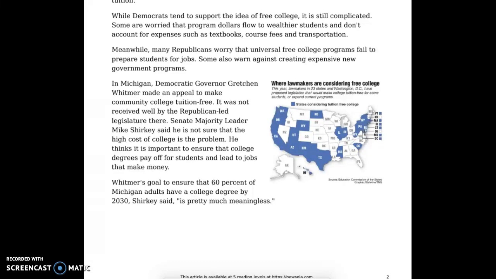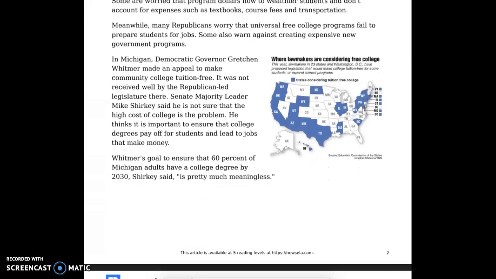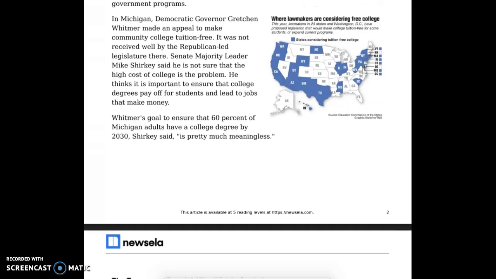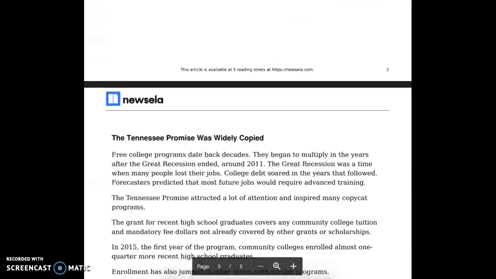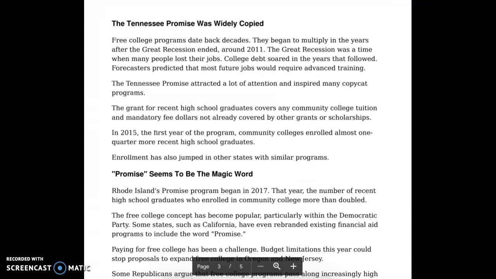In Michigan, Democratic Governor Gretchen Whitmer made an appeal to make community college tuition free. It was not received well by the Republican-led legislature there. Senate Majority Leader Mike Shirkey said he is not sure that the high cost of college is the problem. He thinks it's important to ensure that college degrees pay off for students and lead to jobs and make money. Whitmer's goal is to ensure that 60% of Michigan adults have a college degree by 2030, Shirkey said. It's pretty much meaningless. Free college programs date back decades. They began to multiply in the years after the Great Recession ended, around 2011.